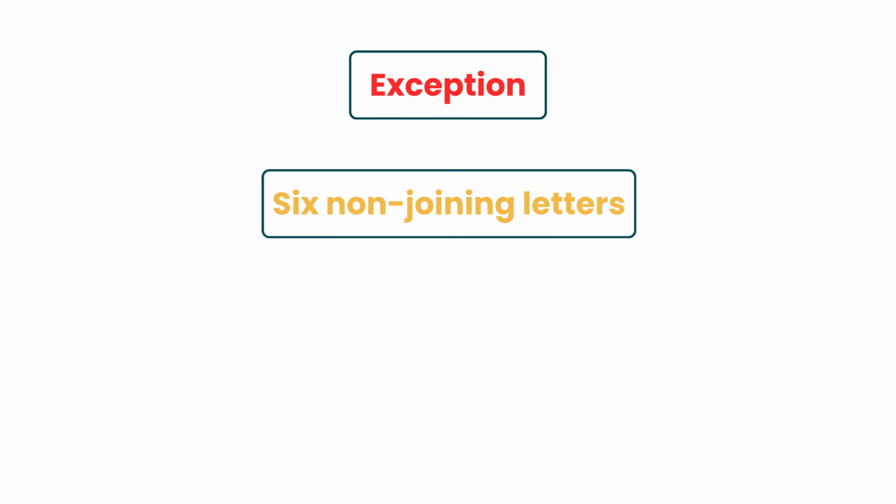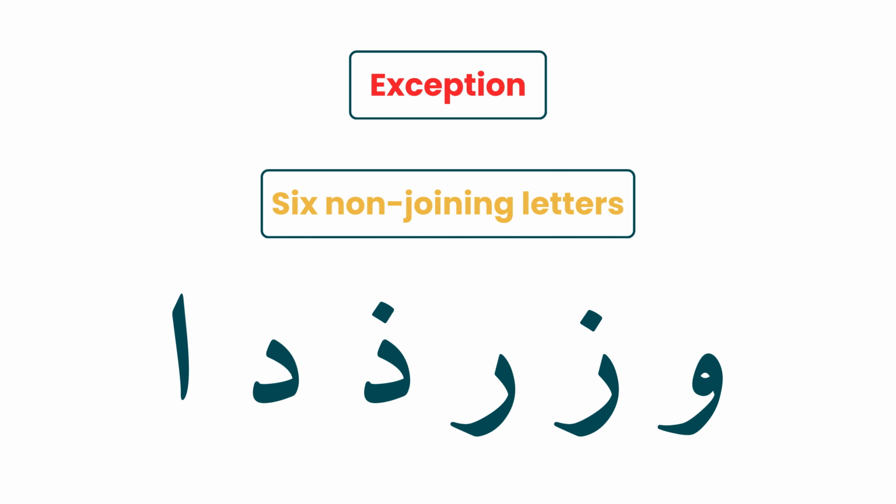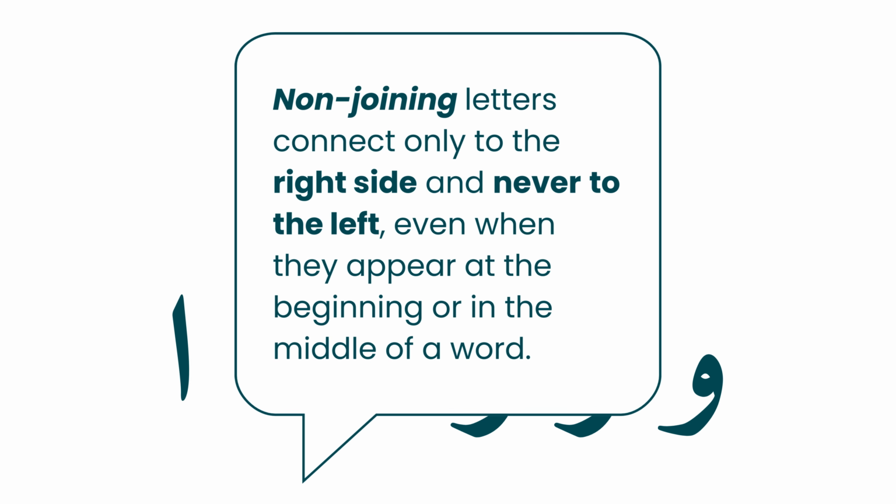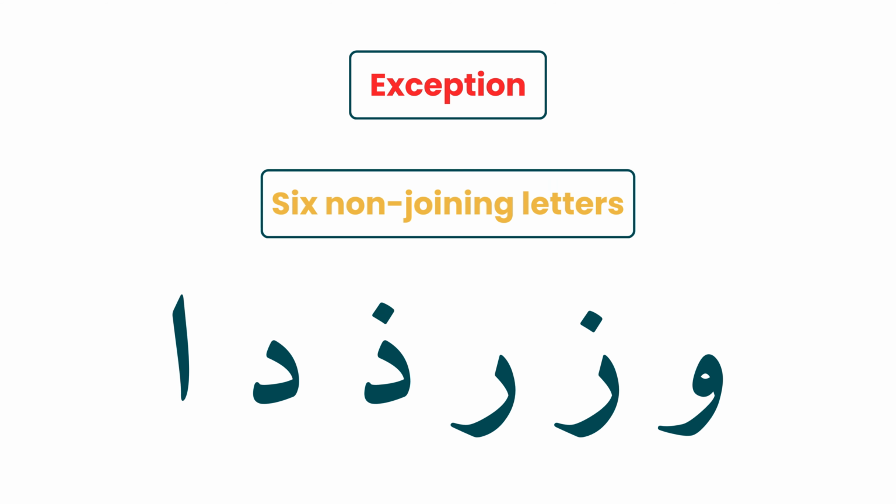But we have an exception here. There are six non-joining letters: Waw, Zai, Ra, Dal, Dal, and Alif. These letters can only join to the right side. They can never join to the left side. You can remember them like Wazrodada. That's why I have put them in this order.